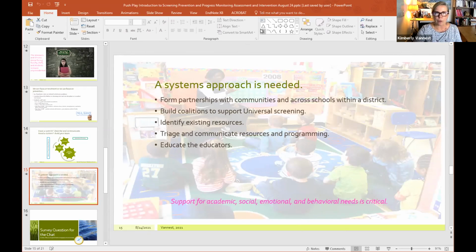Partnerships with communities within and across schools and districts, building coalitions of support, identifying those existing resources, triage and communicate about the resources and programming, make sure you're educating those educators to build this support for all of the needs of students. We know that students can't focus. We know we can't focus if we've got emotional stuff going on. We're not attending to our jobs. We're not engaging in our work in the same way.